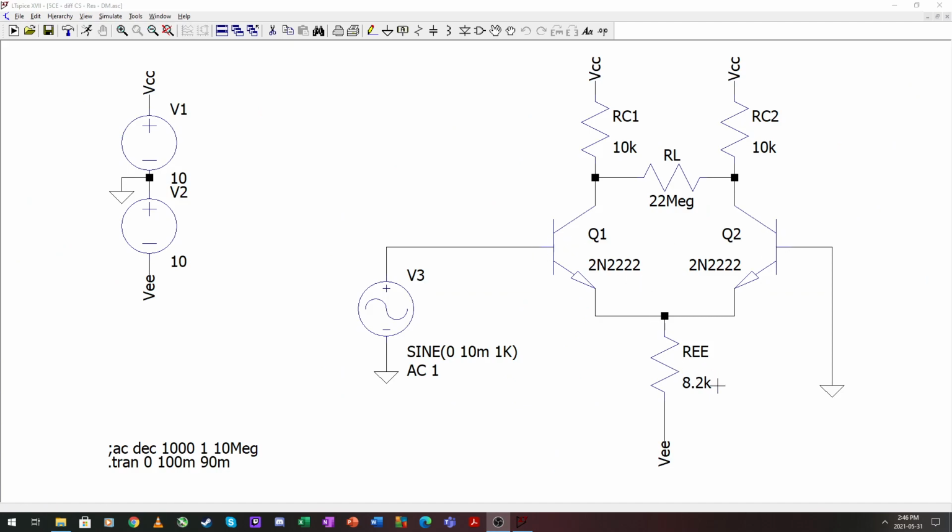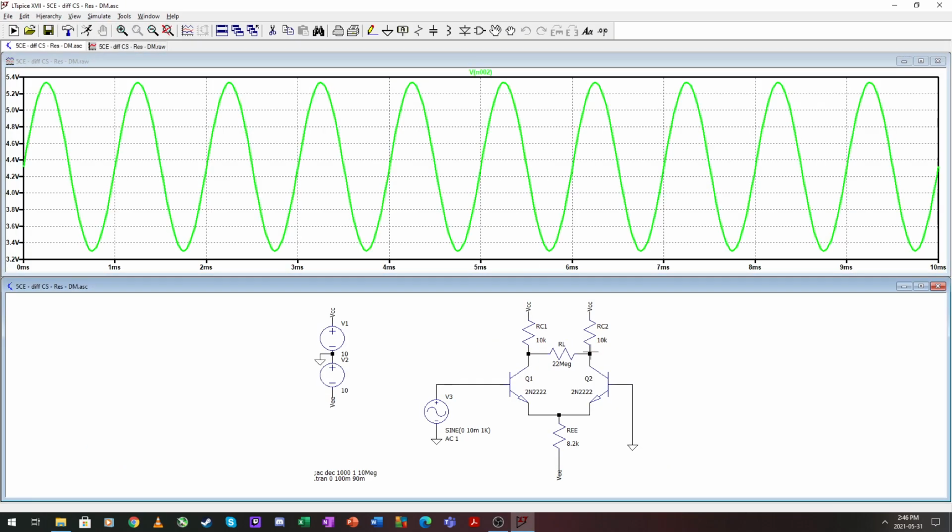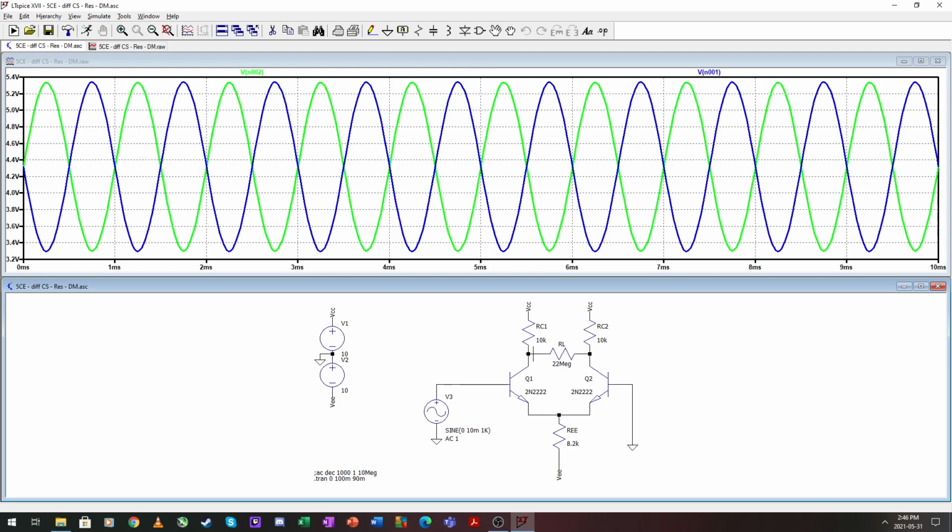Right, here we have a resistor with differential mode input. So the differential will be the same.